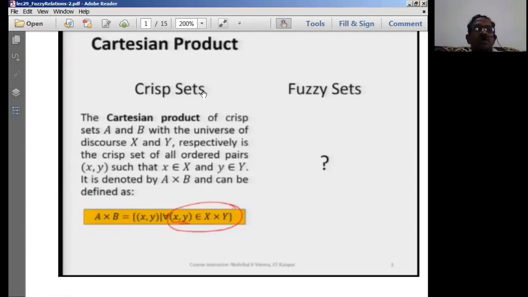One thing we have to keep in mind in the Cartesian product is that it is an ordered pair. x comma y should be an ordered pair. That is an important point which we concluded in the last session. So we can say this is the Cartesian product of crisp sets A and B with universes of discourse capital X and Y respectively, the crisp set of all ordered pairs x comma y, such that small x belongs to capital X, small y belongs to capital Y. It is denoted by A cross B and can be defined as something like this. And for fuzzy sets, how do we normally do this process?